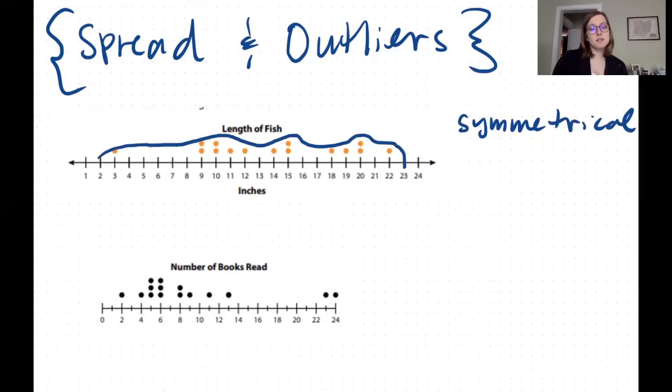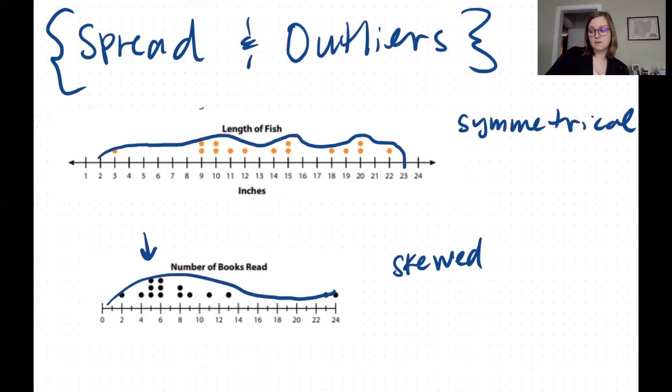You might also see a spread like this one. If I were to draw a curve over top of this, notice, that wasn't very pretty, but notice that it looks like the hump, right? Most of my data is way over here on the left. This would be an example of it being what we call skewed, where most of the data is on the left. So you might say it's skewed left. If most of my data was on the right, then you would say skewed to the right.